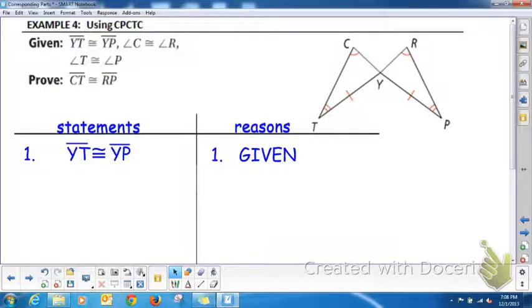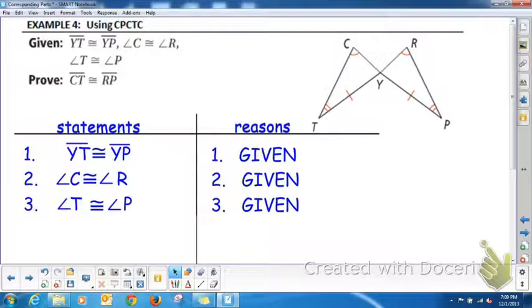So, this is what my proof looks like. Yours might be a little different, as long as you get to the same result. Segment YT is congruent to segment YP. That was given here. Angle C is congruent to angle R, given here. Angle T is congruent to angle P. This is enough information. You didn't need any more than this. If you took it another step, you didn't need to. But that's okay if you did. You just took a longer route to get there.